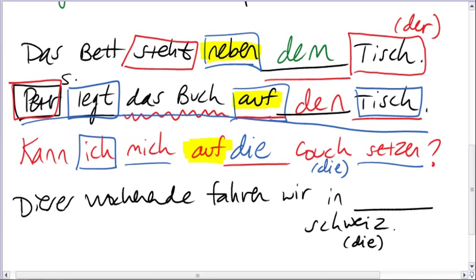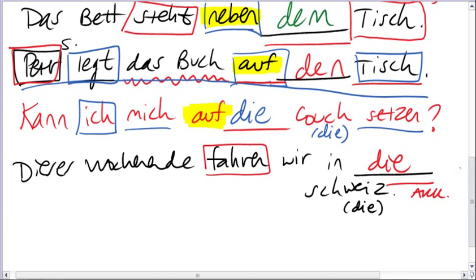So, what are we talking about? Well, here's our verb, fahren. Is this indicating that we're going somewhere? Is this indicating directional motion? Well, of course it is. So, what case would this be in here? It would be in the accusative case, so in die Schweiz. Dieses Wochenende fahren wir in die Schweiz.